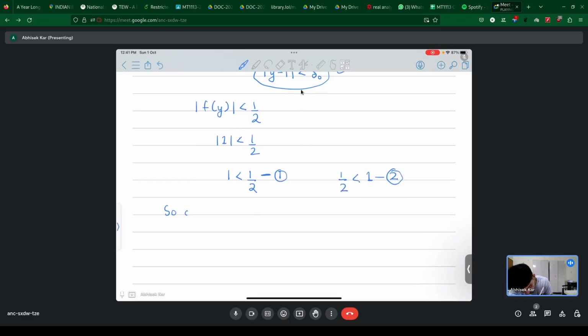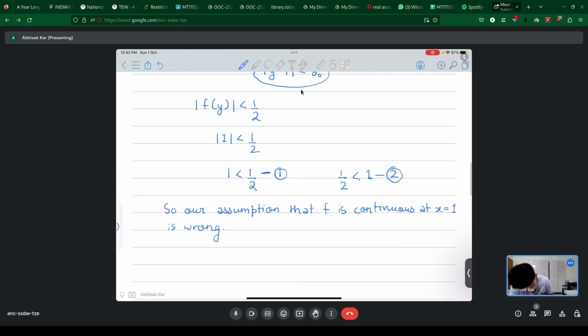So our assumption that f is continuous at x equal to 1 is wrong. So that means f(x) is discontinuous at x equal to 1. So my claim that f(x) is discontinuous at x equal to 1 is proven. So that's it for today.